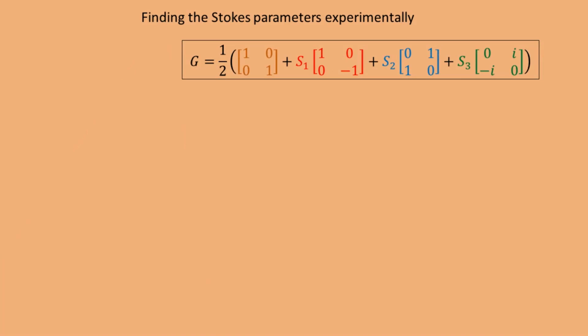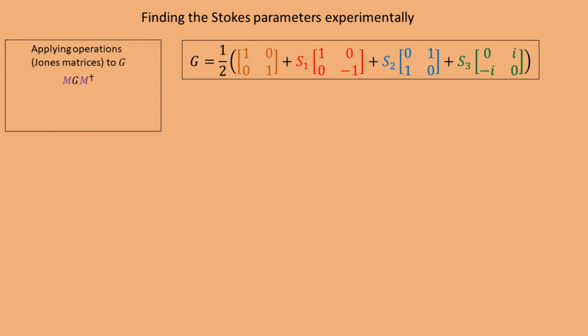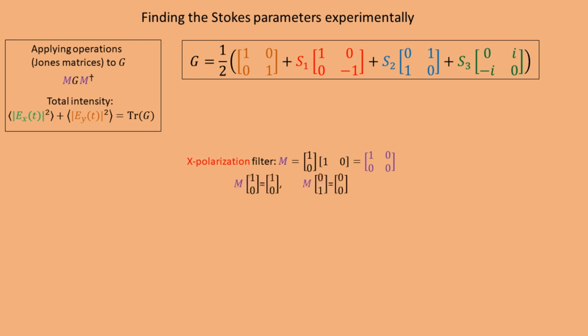What we can do in practice is letting the light pass through polarization filters, which we describe mathematically by multiplying the coherency matrix from the left and the right side with the Jones matrix, and measuring the total intensity, which we can calculate by taking the trace of the coherency matrix. Let's let the light pass through a horizontal polarization filter. We can describe this filter using the Jones matrix [[1, 0], [0, 0]] because it lets through horizontally polarized light, which is described by the Jones vector (1, 0), and it blocks vertically polarized light, which is described by the Jones vector (0, 1).